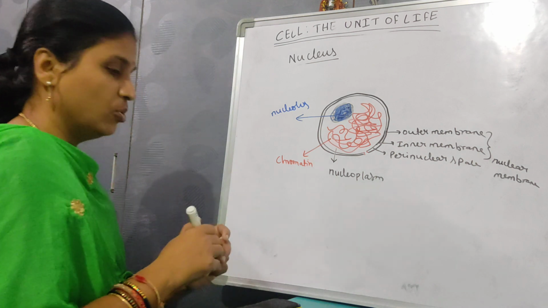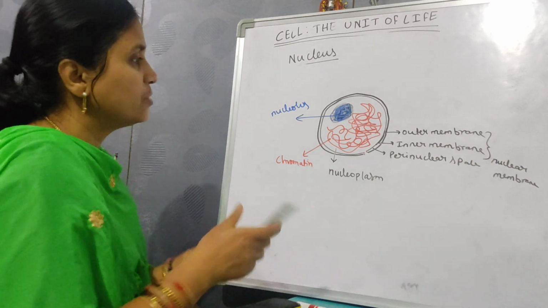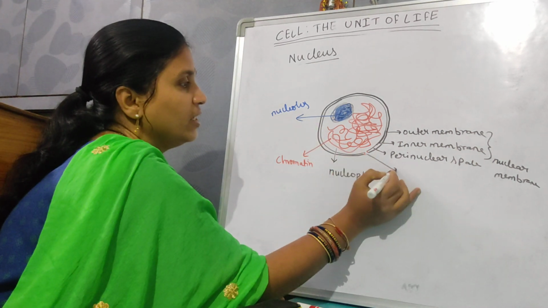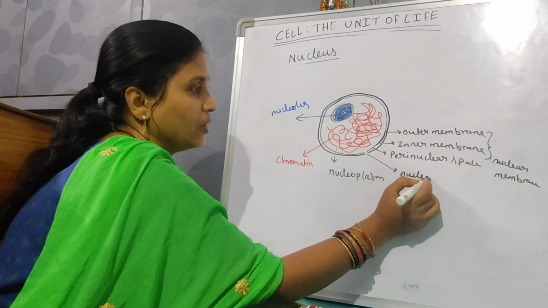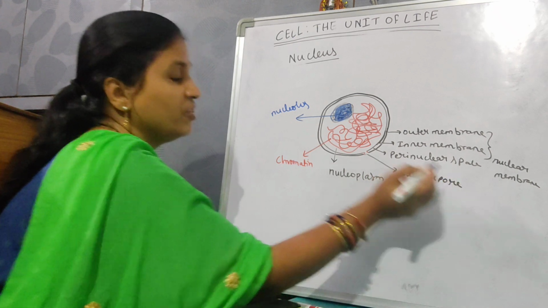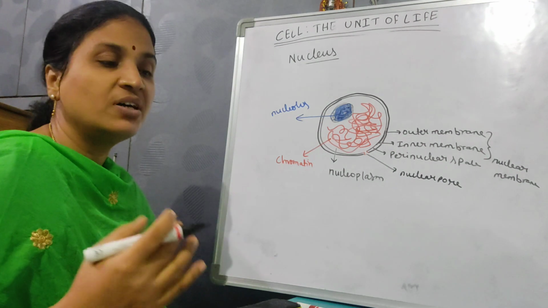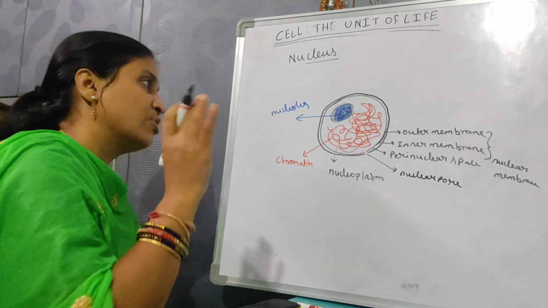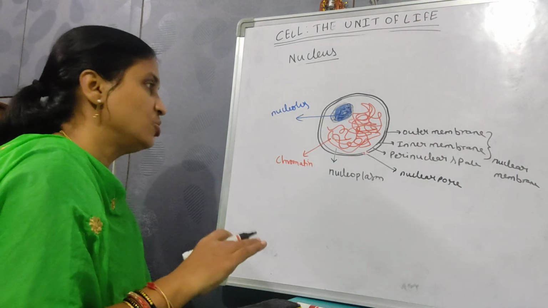This double nuclear membrane has small pores. These pores are called nuclear pores, which are useful for the passage of contents from the nucleus to the cytoplasm or from the cytoplasm to the nucleus.